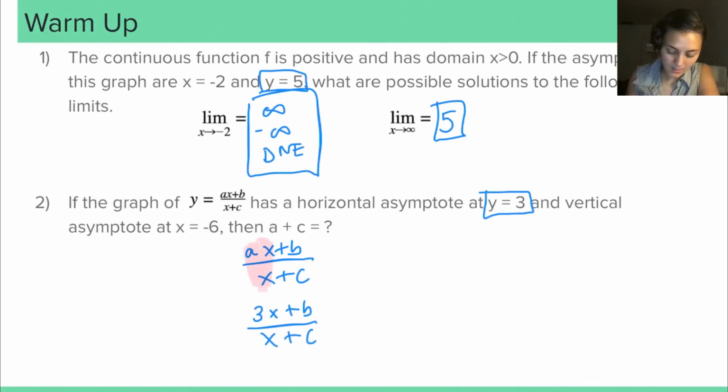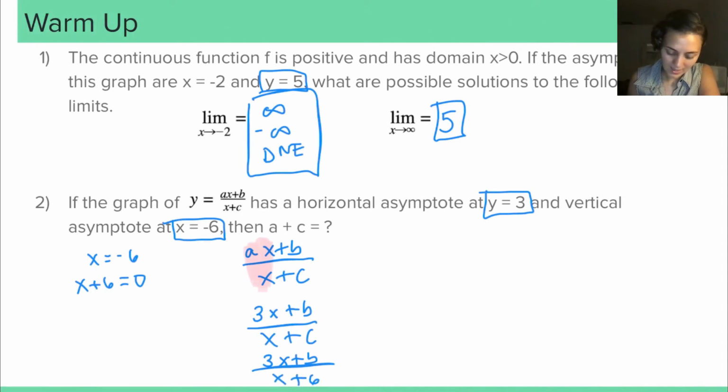And then I have a vertical asymptote at x equals -6, so I know that -6 is the value that will make the denominator equal to 0. So when x equals -6, that means that x plus 6 will equal 0. So I know that x plus 6 has to be in my denominator. So I have 3x plus b over x plus 6.